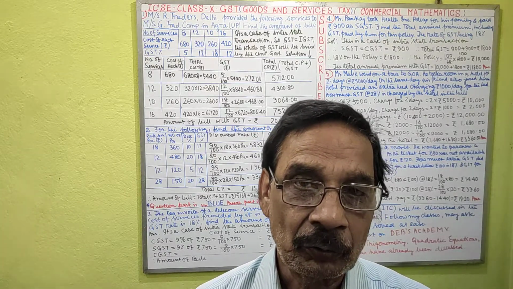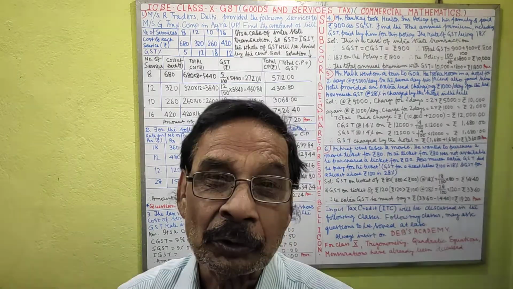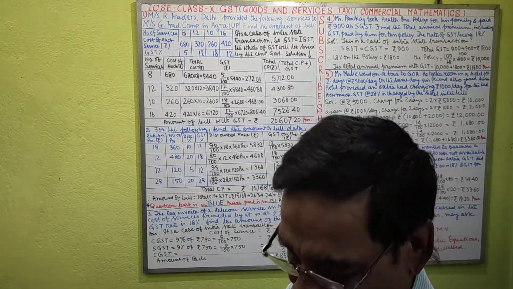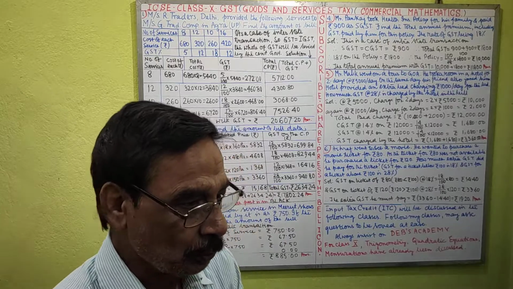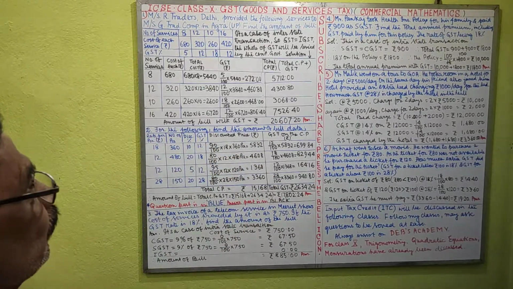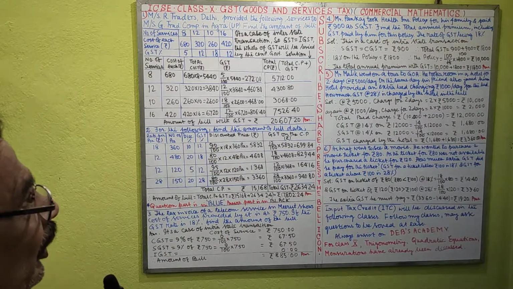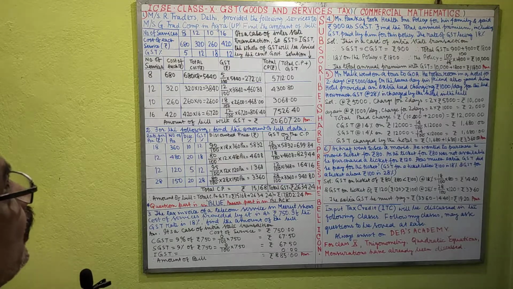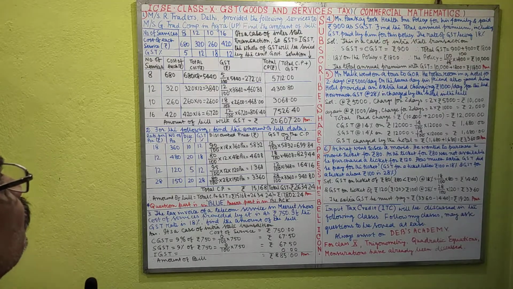Today we are doing the same chapter, namely GST, Goods and Services Tax. It is Commercial Mathematics for ICSE class 10.